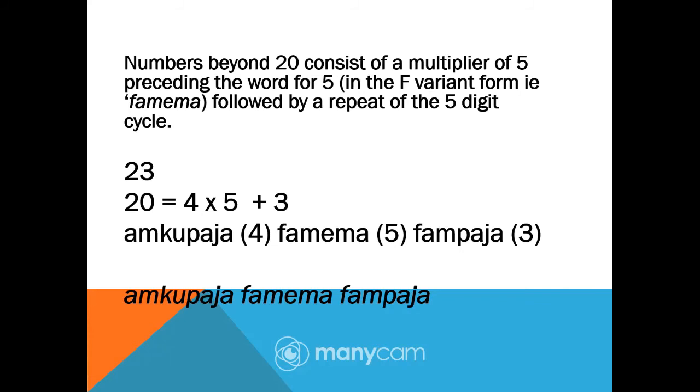Okay, let's look at 23. Okay, so you've got 4 times the base 5 plus 3. And where the 5 and the 3 are in the F variant form. The multiplier, so 4 in this case, is in the A variant form of the number. So 23, so it's basically 4 times 5 plus 3. Kupaya fam yama fam paya. Kupaya fam yama fam paya. 23.